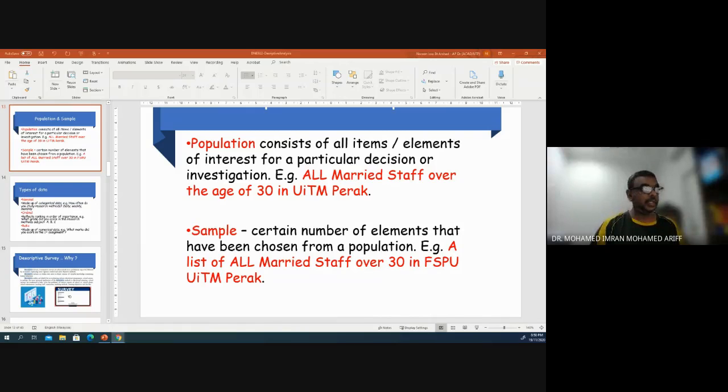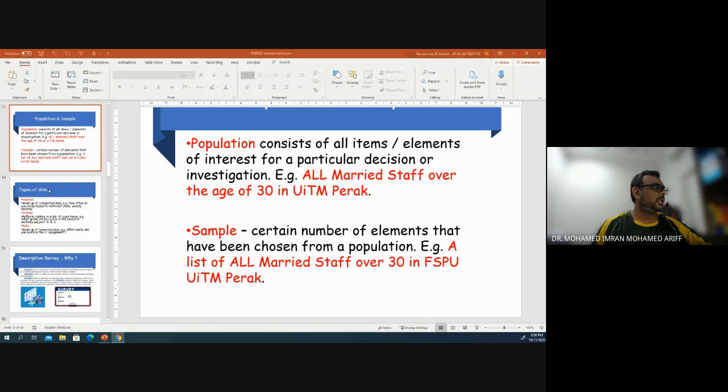Okay, all right, let's continue. Okay, Puan Syamimi ada di situ, Azrul? Ada. Ya, tak lari ya. Okay, so just ulang balik, population, the number of staff, all merit staff over the age of 30 in UiTM, and then sampelnya ialah kita ambil satu bahagian, kita ambil FSPU saja, so that's our sample. So based on our finding, maybe we can do inferential balik pada population tadi lah. Okay, so that's what sample and population is about.